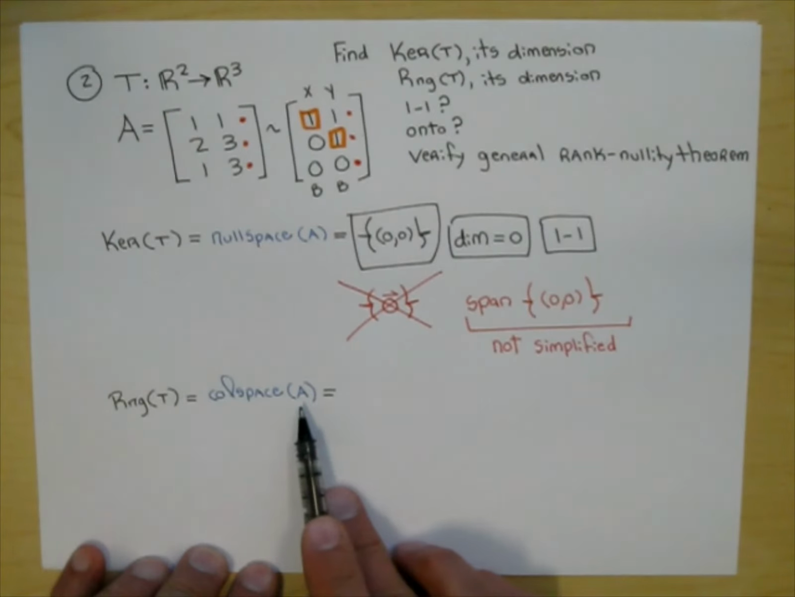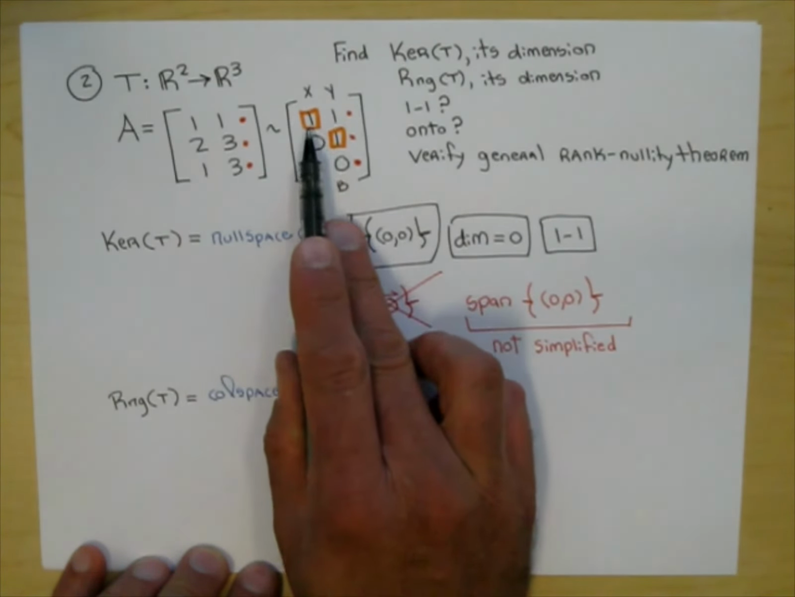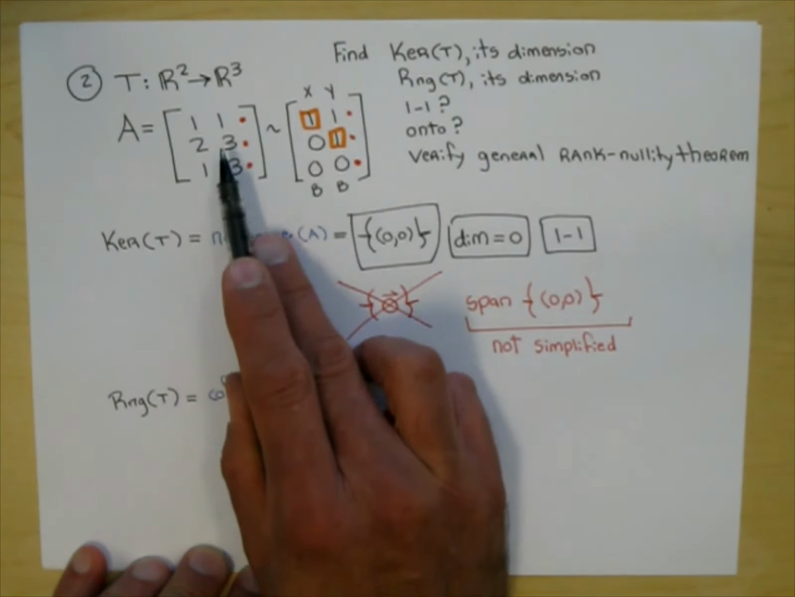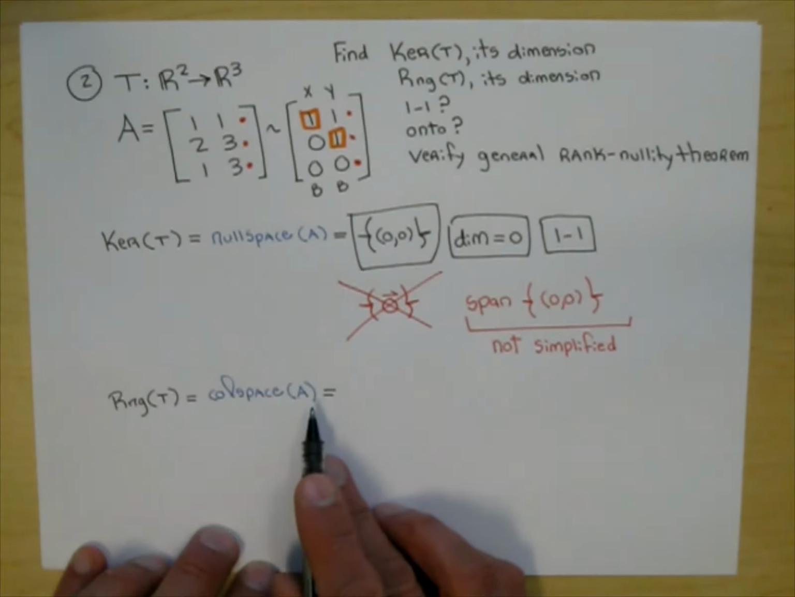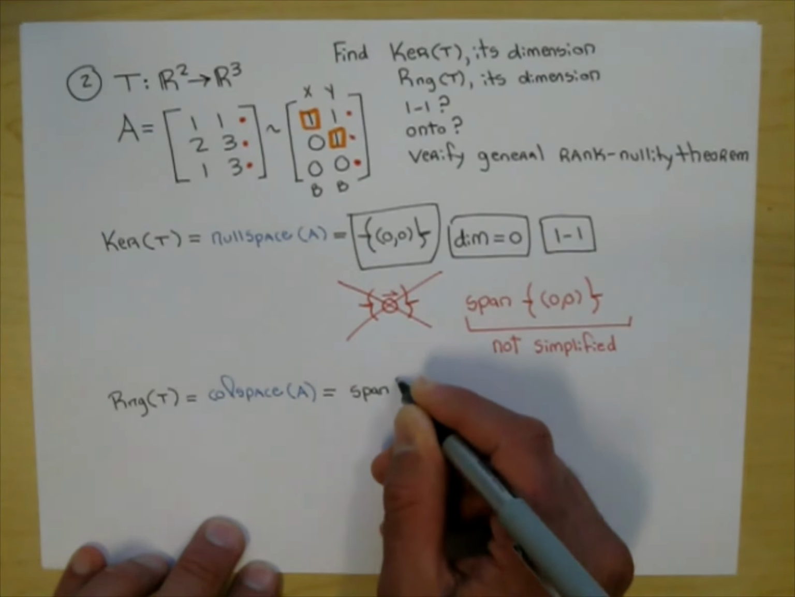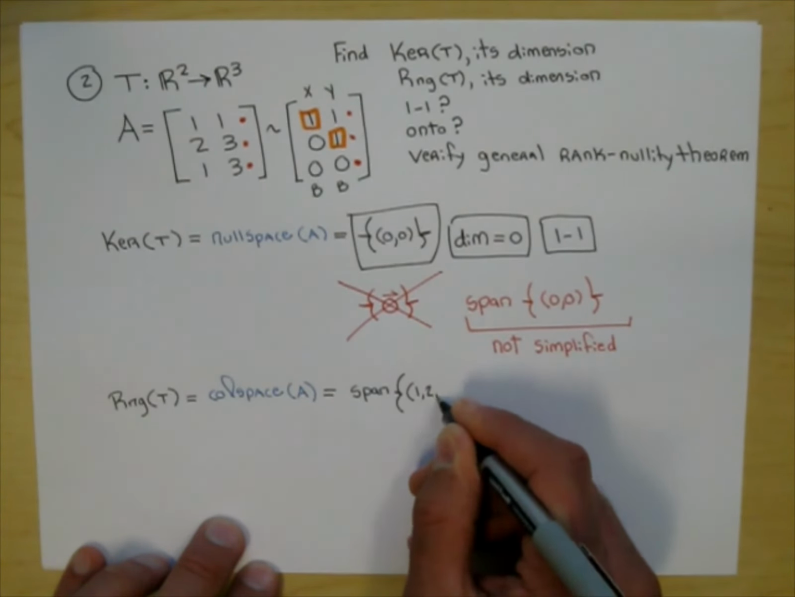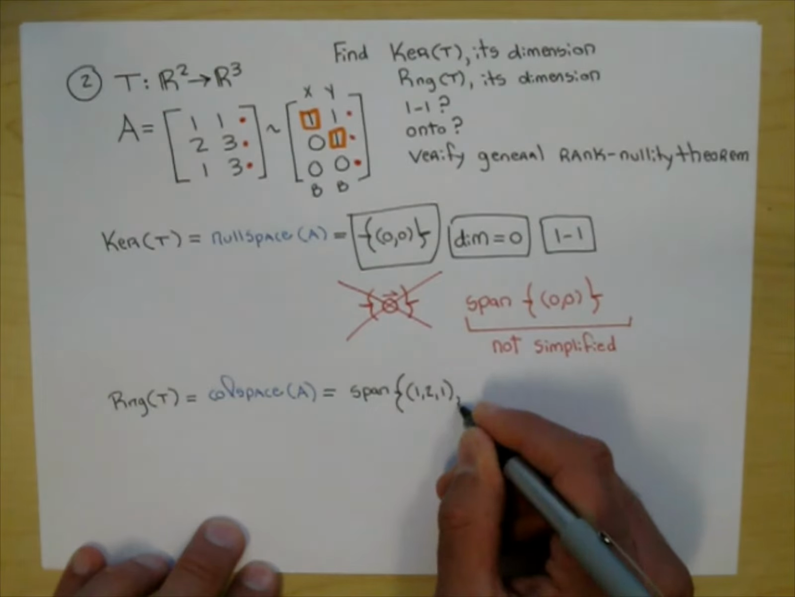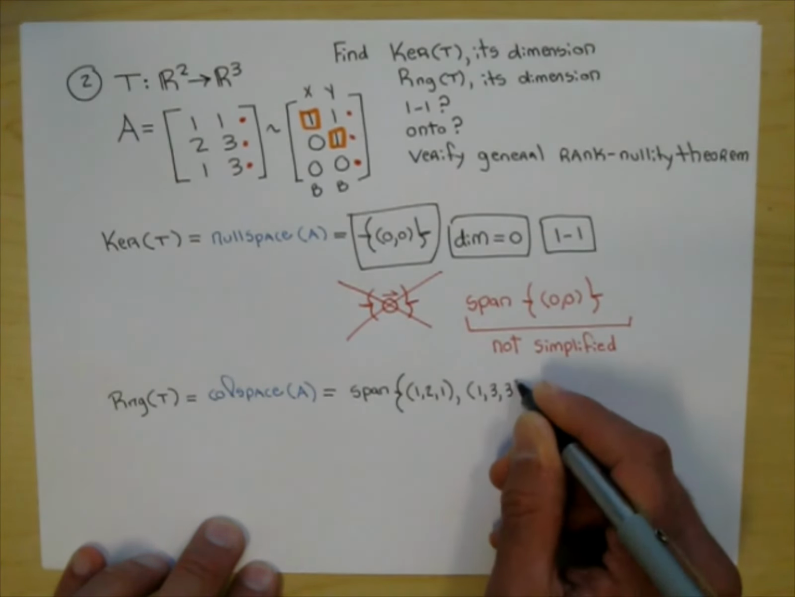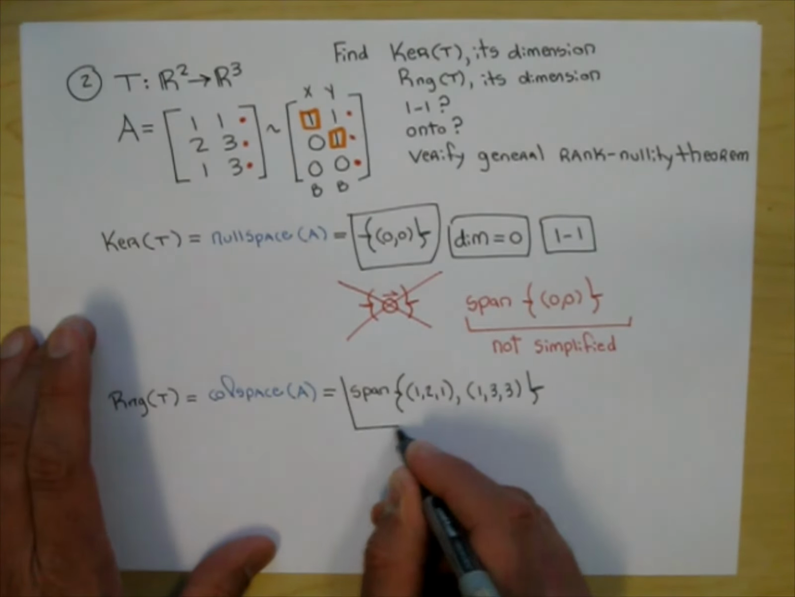Well, how do you find the column space? You reduce your matrix, and you look at the columns that have the leading ones, and then you go back and take the original columns. So the column space is going to be the span of (1, 2, 1) and (1, 3, 3). So there's the range.